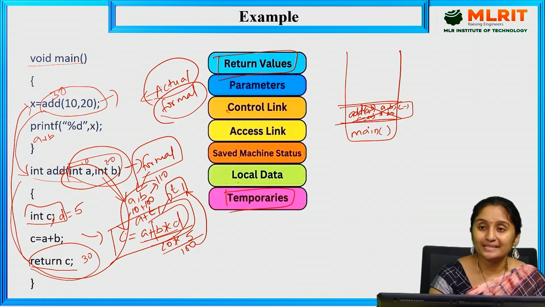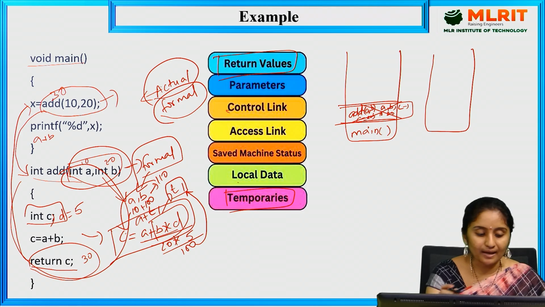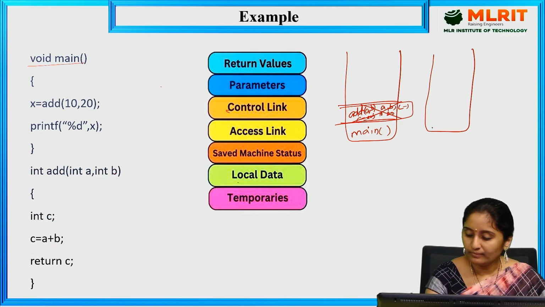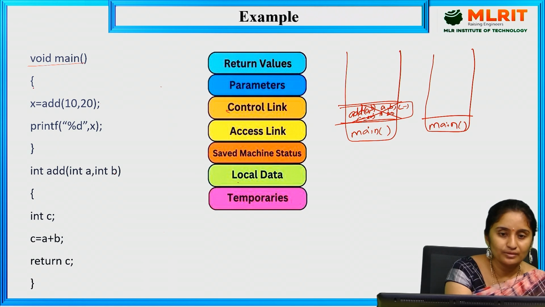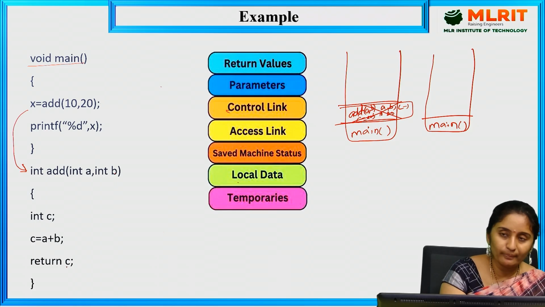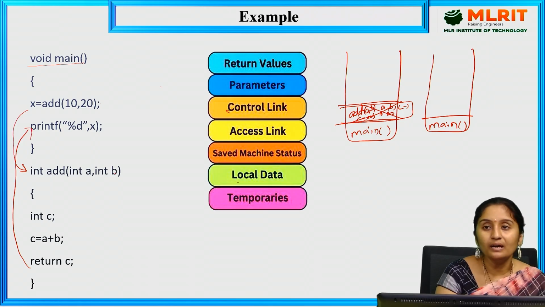So the next one is saved machine status. What will saved machine status be? Let me discuss the same thing once again. This is my main program. When the main program is called, it is a function call, so an activation record is created in the stack, and next I have an open brace. The next statement is x equal to add 10 comma 20. It is a function call, so it checks for the definition. I have the definition over here, and this program will be executed. After executing this definition, where will it return? It will return to the next statement, that is the printf statement.